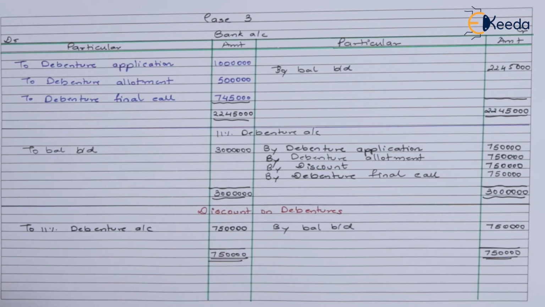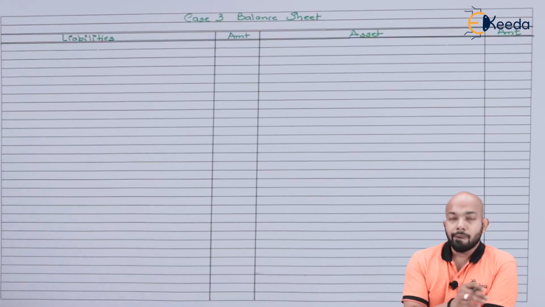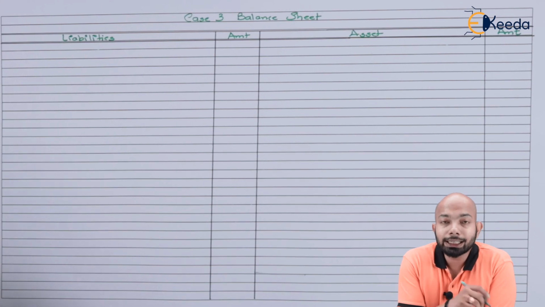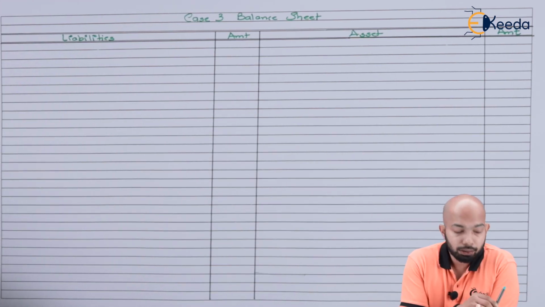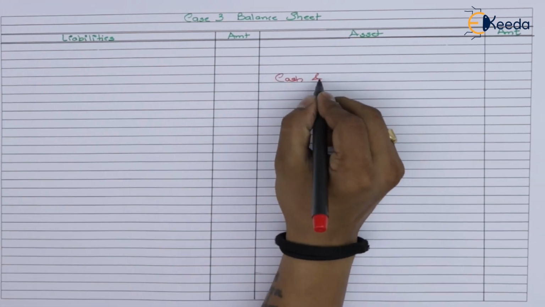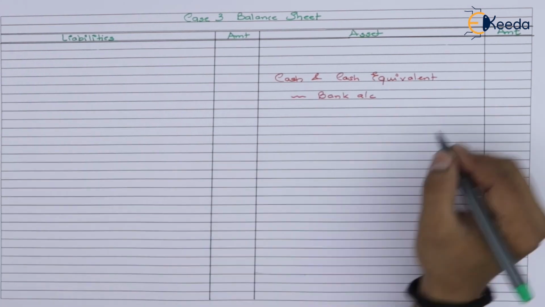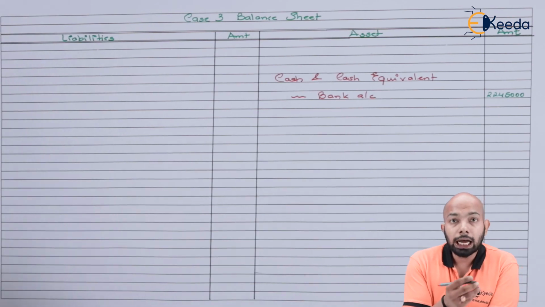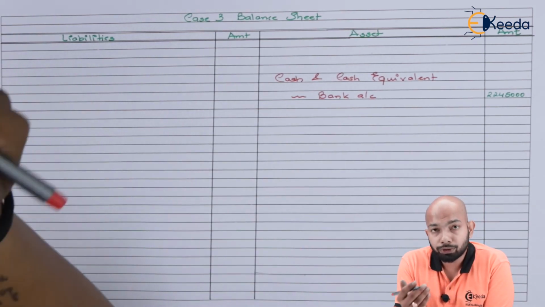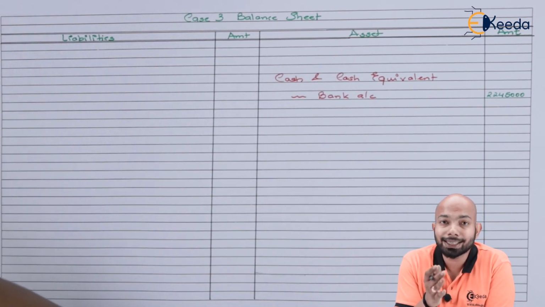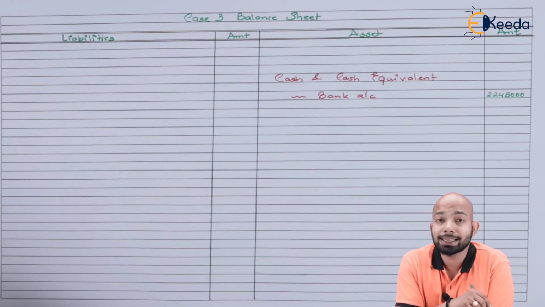So now that we have prepared the relevant details, it's time to figure out what is the balance sheet total. So let's start with the preparation of balance sheet, which is the last part of this case. So the first total that we'll be mentioning here is on the asset side, bank account. Now, apart from cash and cash equivalent, discount is also a miscellaneous expense. Hence, we'll mention that on the asset side as well.